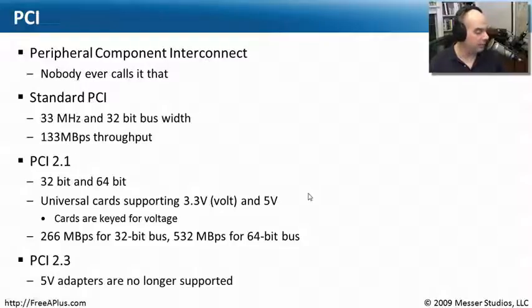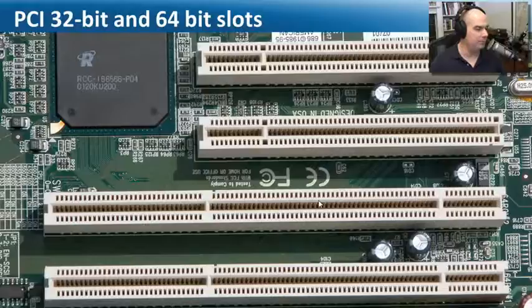There was a newer format called PCI 2.3 where we realized the adapters we have now, we're really able to optimize a lot. A lot of the capabilities are on the motherboard. We don't need a lot of power. So we were able to create a new standard for PCI that didn't even use 5-volt adapters anymore.